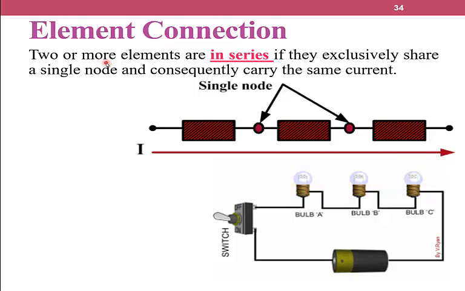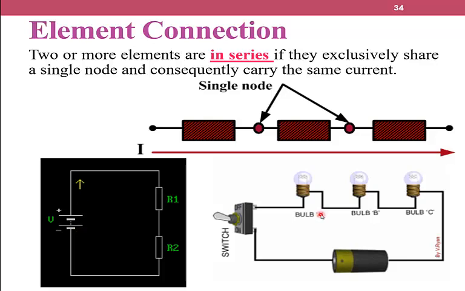For element connection, 2 or more elements are in series if they exclusively share a single node and consequently carry the same current. Here we have 3 resistors connected in series. We have single nodes here, so they are connected in series, as you may see. In this animation, the same current passes through R1 and R2.